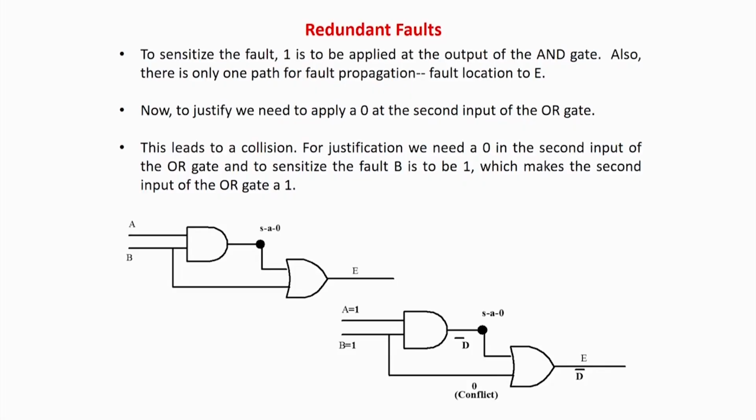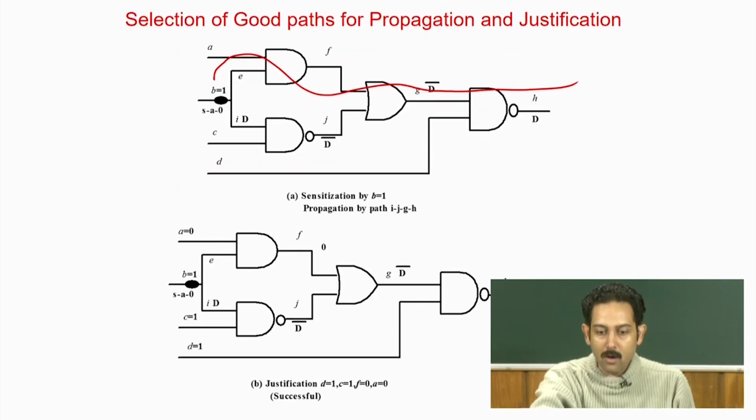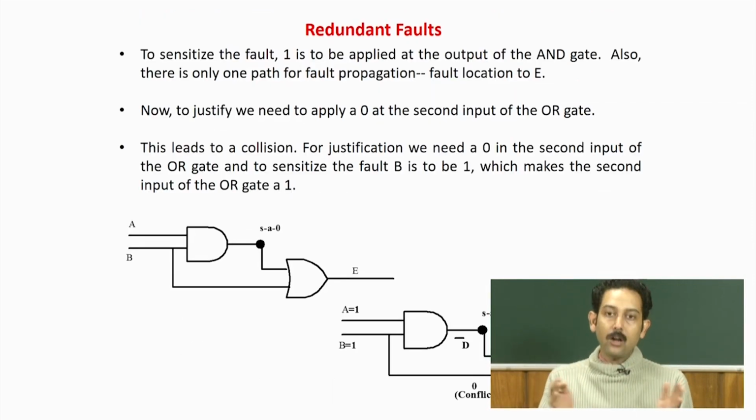Redundant faults are faults which cannot be tested because there does not exist any pattern which can test them. But then how do you know? Because you will have a fault, like in this case, and you have multiple paths for propagation and justification. So, what is a redundant fault? A redundant fault is a fault which cannot be tested. There does not exist any pattern which can test it.